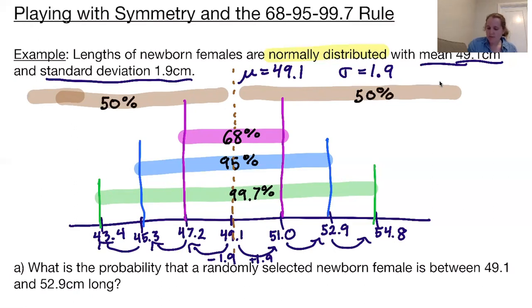So 50% of the data should be to the left of the mean, and 50% of the data should be to the right of the mean. More than that, the mean splits each of our regions directly in half. So that 68% region split directly in half would have 34% to the left of the mean and 34% to the right of the mean, etc. So we are going to play around with this.